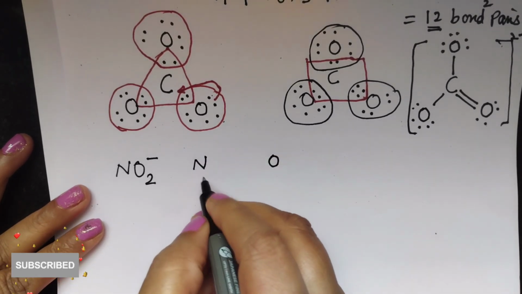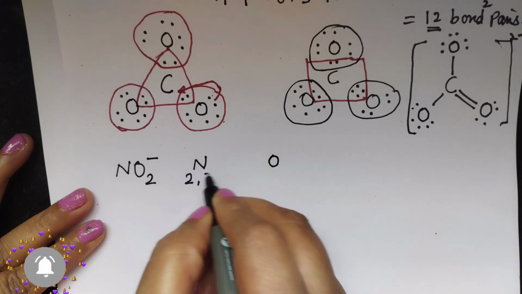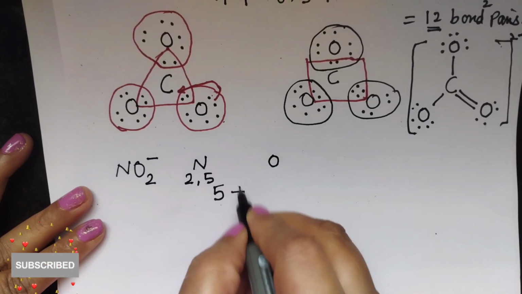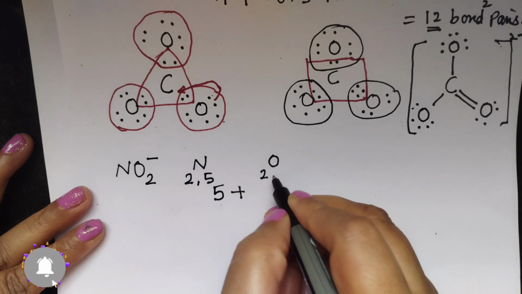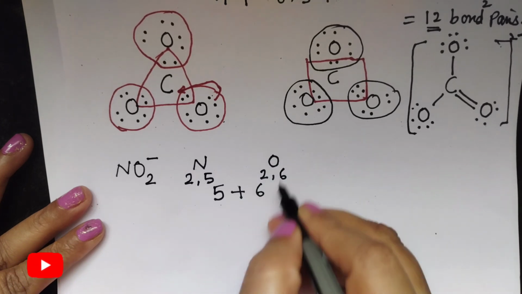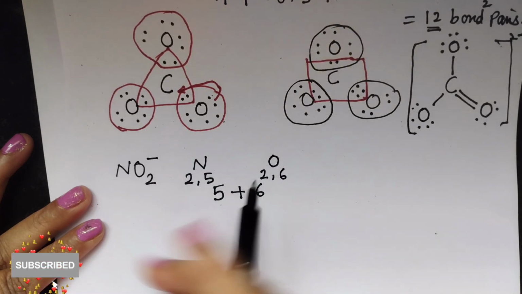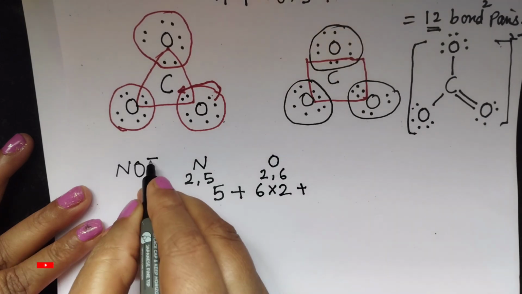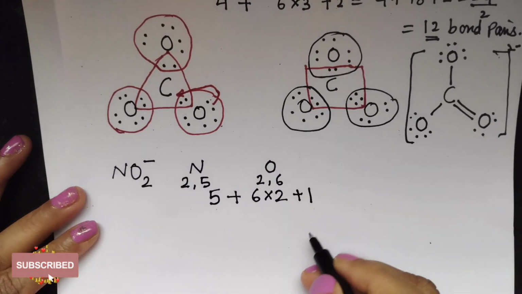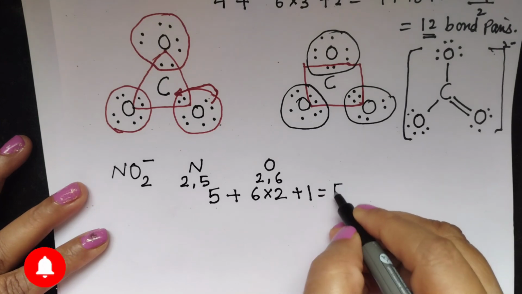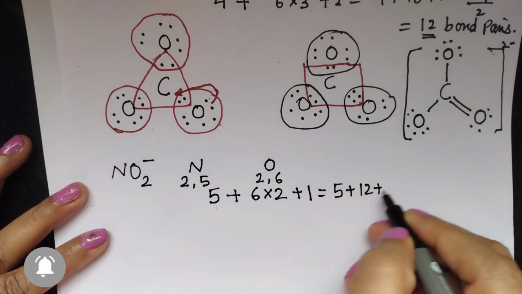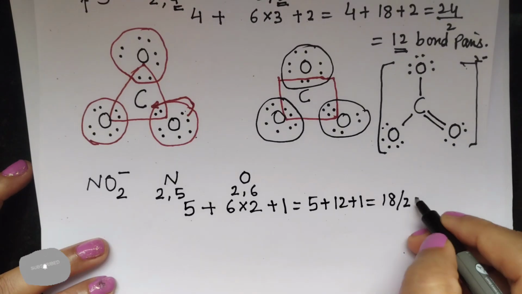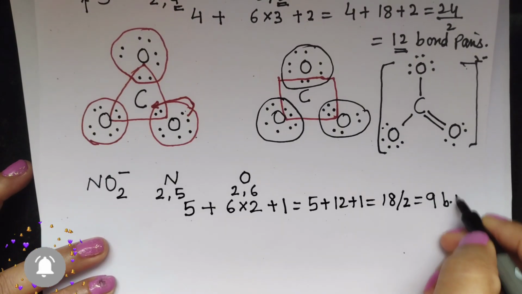Nitrogen atomic number is 7, so its electronic configuration is 2 and 5. So I get 5 valence electrons from here, plus oxygen is 8, so 2 and 6. So I get 6 electrons from this, but there are 2 oxygen atoms, so it will be multiplied by 2, and a negative charge on this molecule, so it will be plus 1. So this will come to 5 plus 12 plus 1, and that is 18. Now I will divide this by 2. I get 9 bond pairs.